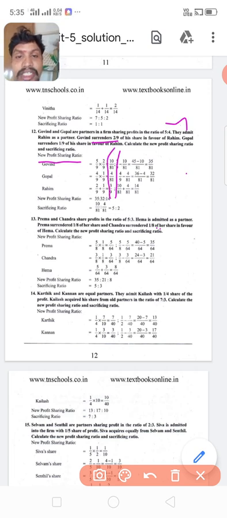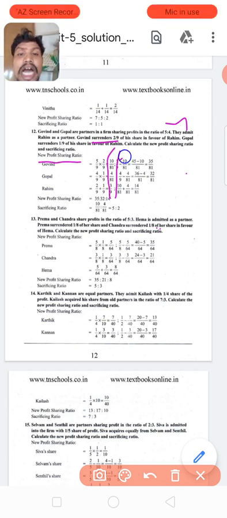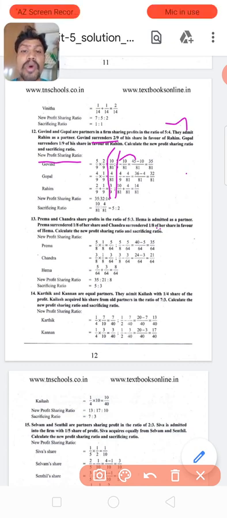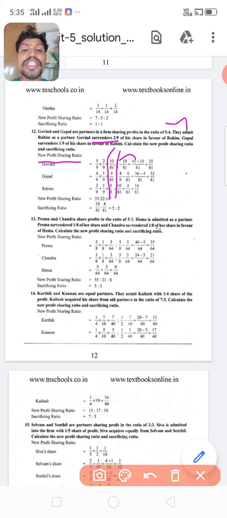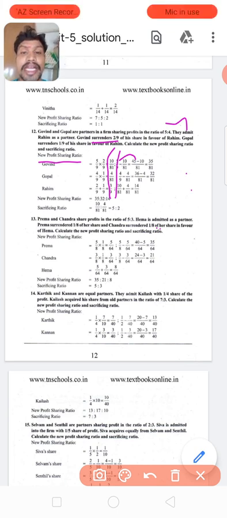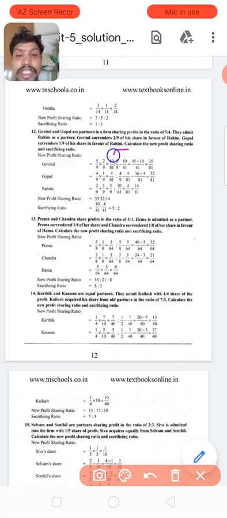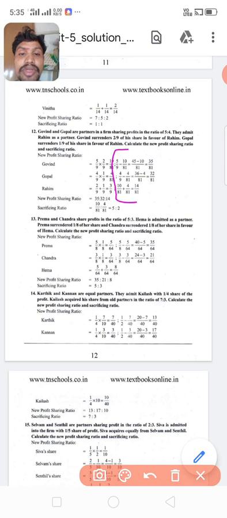If we get the sacrifice ratio, we can go to the other method. What is the method? New profit sharing ratio. For the new profit sharing ratio, what is the formula? Old minus sacrificing. What is the old? Old is 5 by 9. 5 by 9 minus 10 by 81. Now you can see that 5 by 9 minus 10 by 81, right? So you get the answer 35 divided by 81, right?